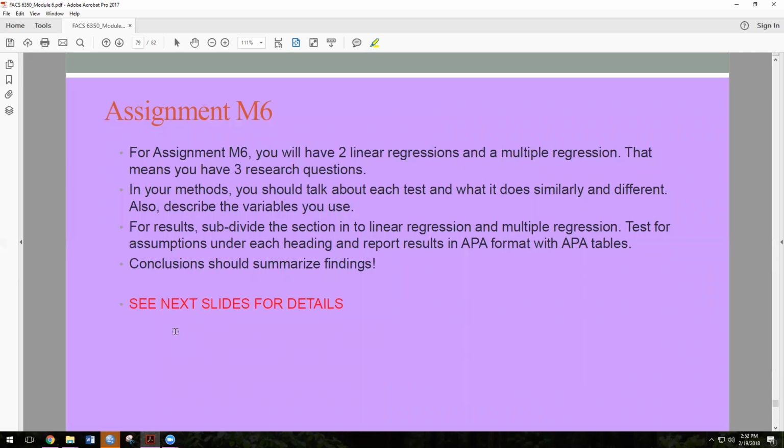So what we're going to do is assignment M6. In assignment M6, you're going to have 2 linear regressions and a multiple regression, so you have 3 separate research questions. I want you to take all the variables that you're using and write your introduction with paragraphs about each one of those variables to introduce them. And then you're going to have one methods section, but it has your linear regression explanation and your multiple regression explanation. You need to talk about each test, how they're similar, how they're different, and why one test is appropriate for one research question and the other test is appropriate for the other research questions.